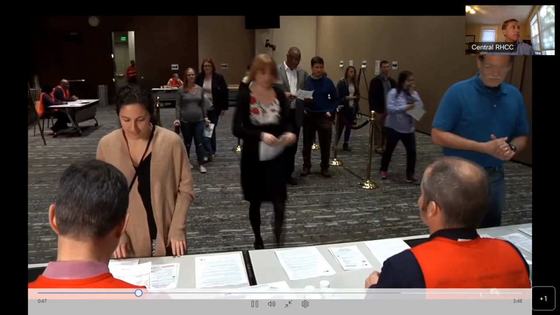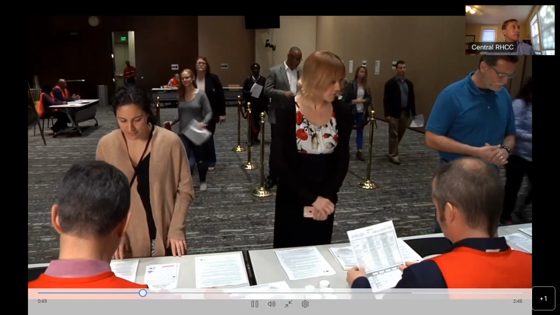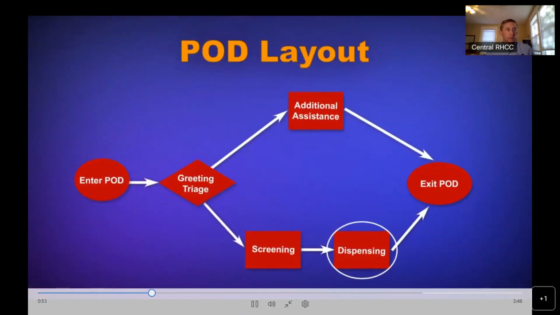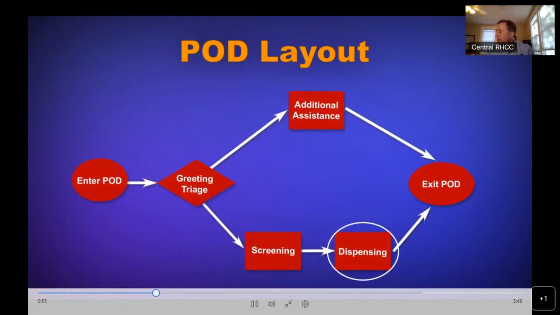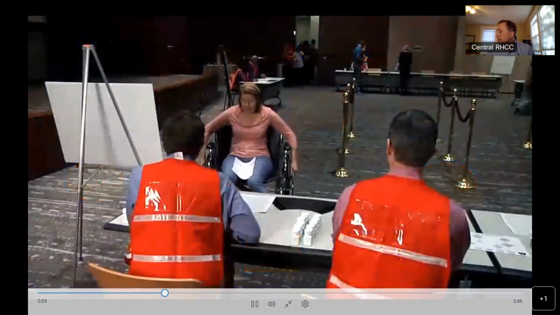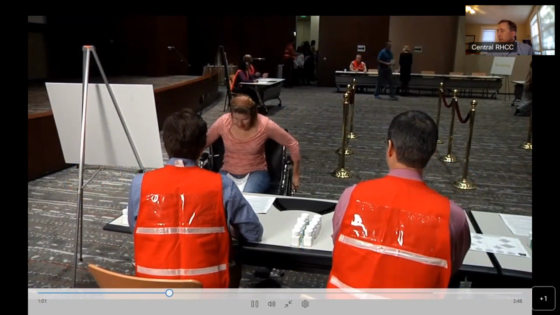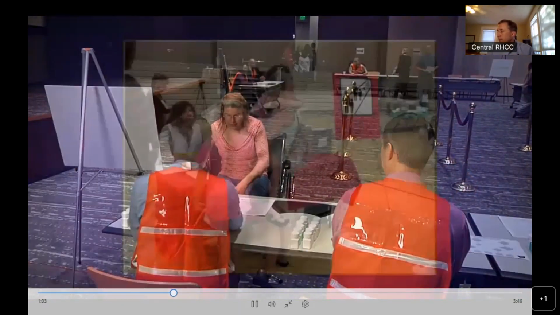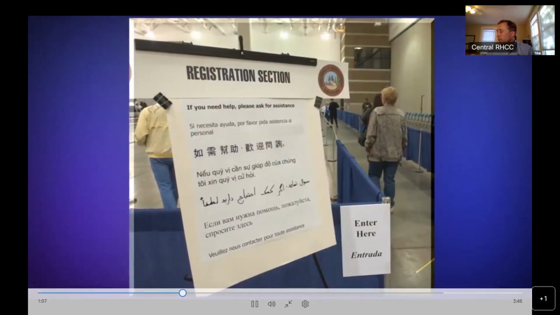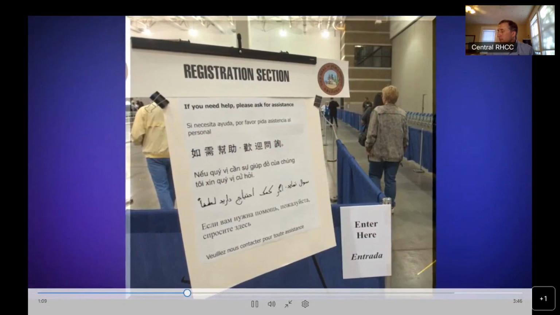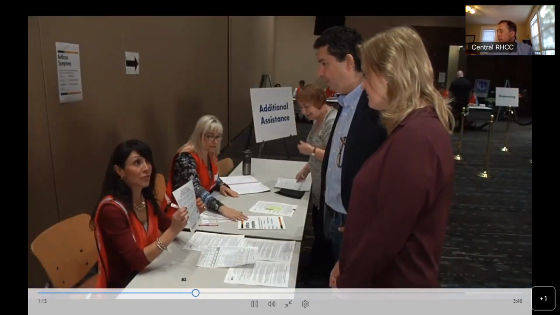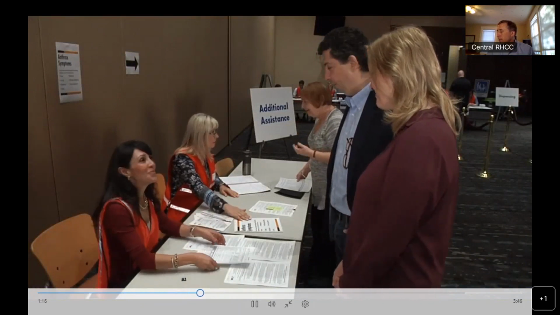To address a variety of client needs, pods should have multiple dispensing stations. Most pods have express dispensing stations for clients with uncomplicated medical histories who are able to take the primary MCM. In contrast, individuals with physical or cognitive disabilities, families with small children, non-English speakers, or elderly clients should be sorted into a dispensing line that addresses these clients' needs and may require additional time at the dispensing station.